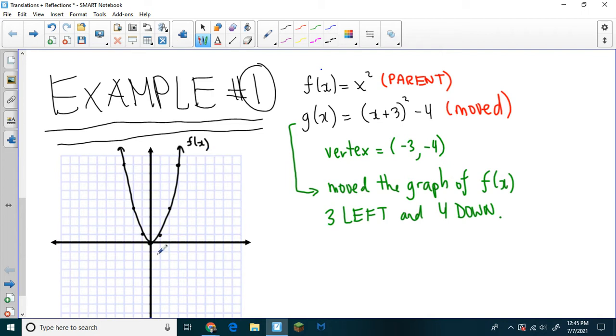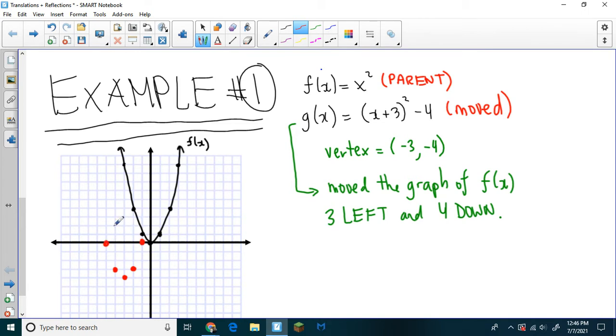But anyways, when we look here, I have these dots, and these are my key points. So I know the vertex is -3, -4, which is me taking this point and moving it 3 to the left, 1, 2, 3, and then 4 down, 1, 2, 3, 4. And then same thing, I'm going to take this point right here and move it 3 to the left, 1, 2, 3, and then 4 down, 1, 2, 3, 4. Now I know it's going to be the same on this side because a parabola is symmetrical from its vertex. So again, I'll take this point, go 3 to the left and 4 down. And then this point will be here.